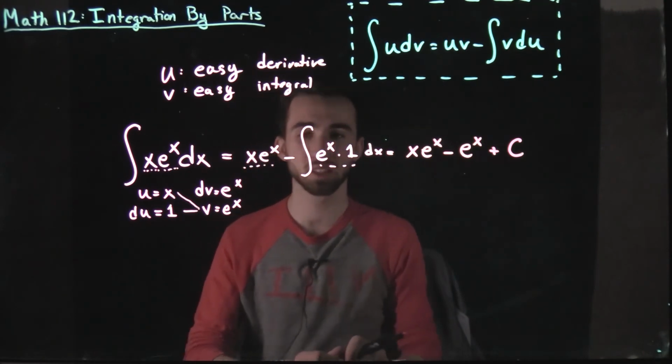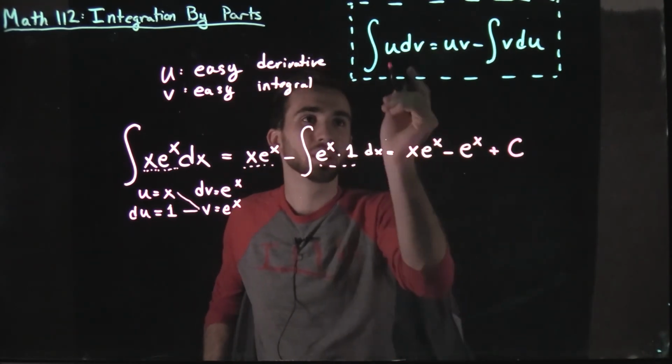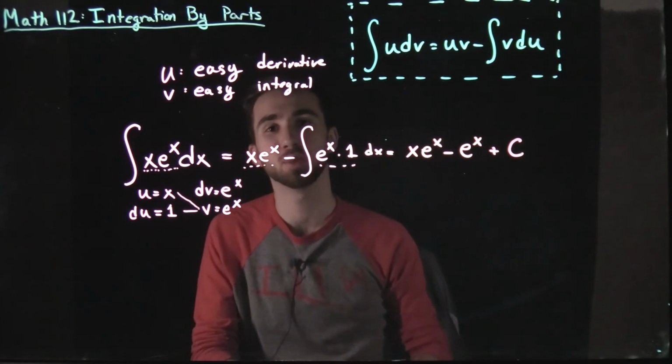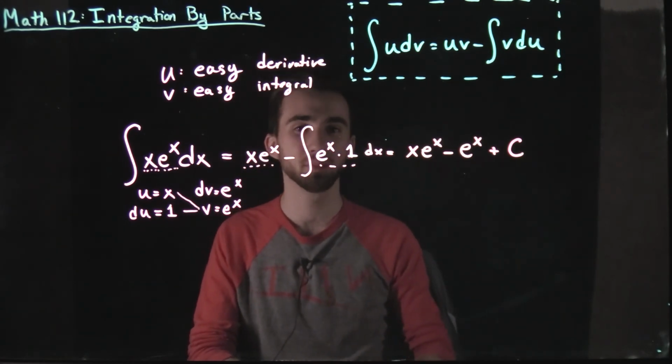It's not too particularly difficult. You just have to remember the form, and you just have to make a good choice about which functions you're going to have for your u and your v.